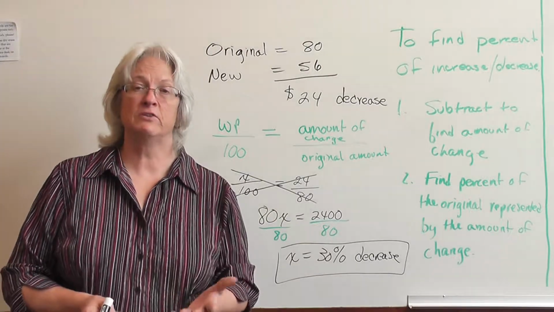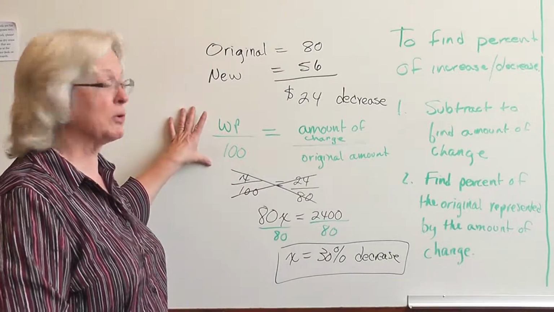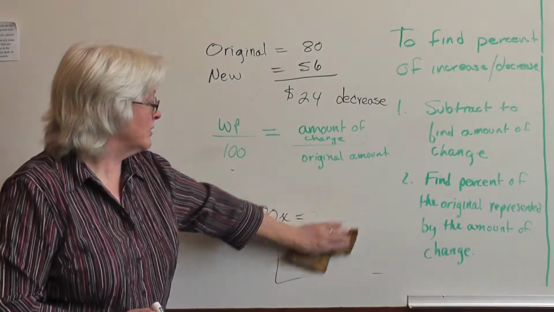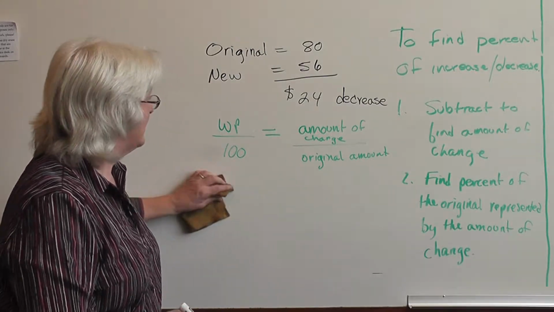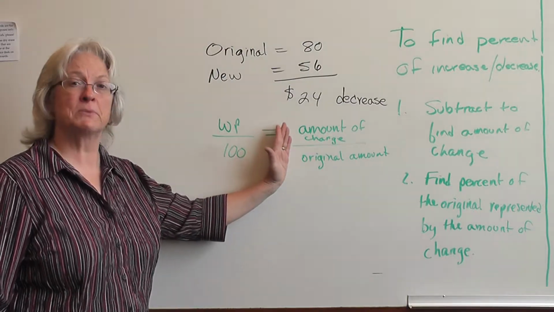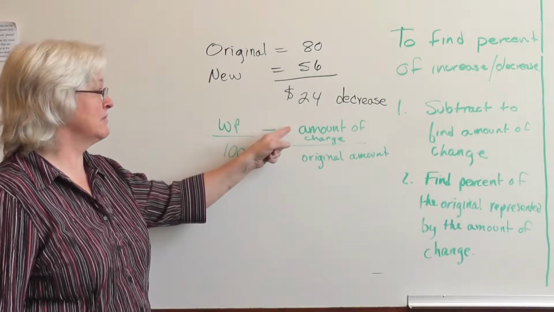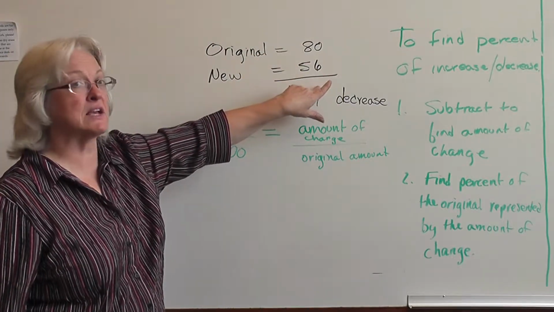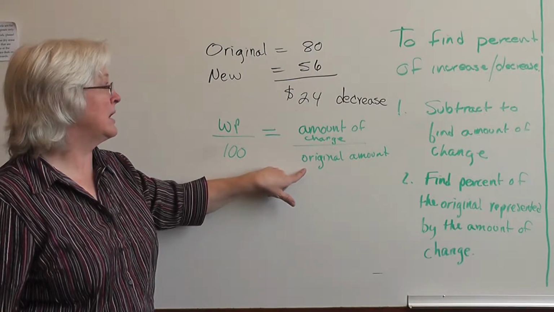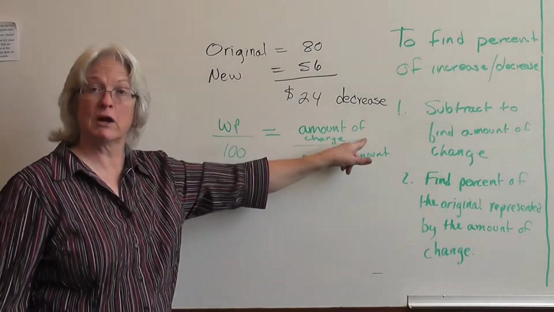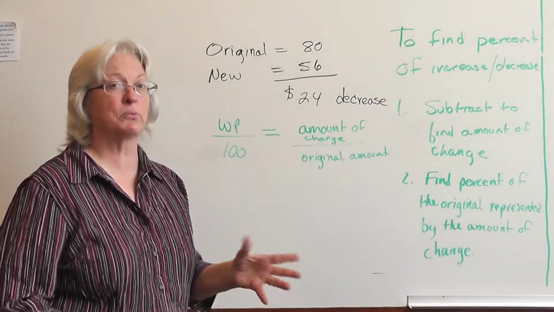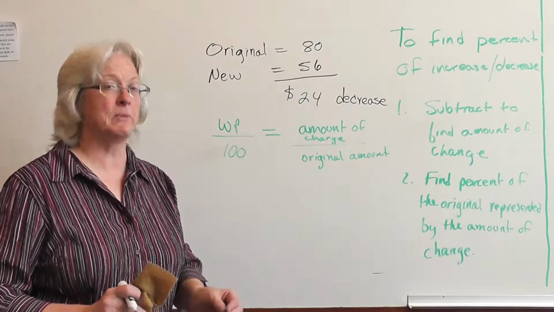Practice these. Some of you may like setting up proportions. When you set up a proportion, you're trying to find some unknown percentage of 100, and the relationship that you set up for that second ratio is the amount of the change, not the new price. It has nothing to do with the new price. It's the amount of change divided by the original amount. This piece right here, the amount of change, that's what you have to be careful to calculate, because your problems are not going to give you the amount of change.